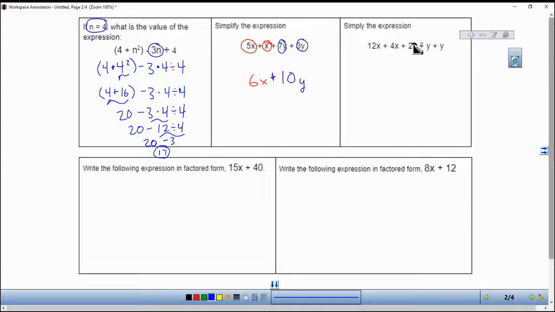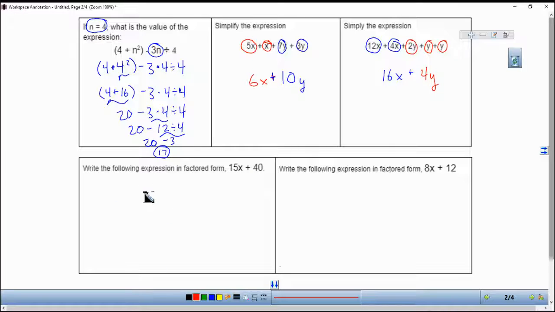And if we look at this one, we have 12x's, 4x's, 2y's, a y, and another y. So how many total x's do we have? We have 12 x's and then 4, which would be 16 x's, plus 2 y's, plus another y is 3 y's, plus another y is 4 y's. So that's the simplified version of that expression.